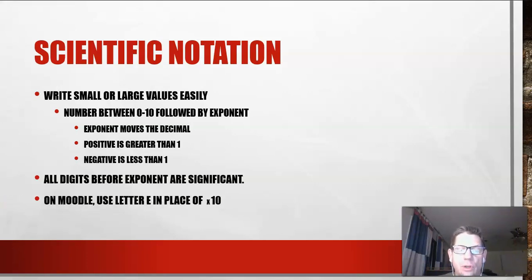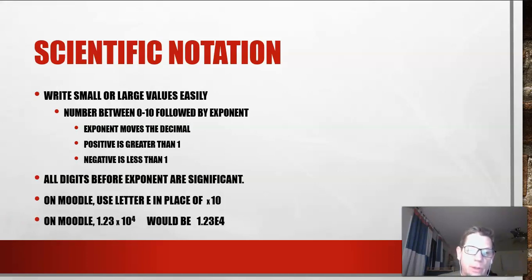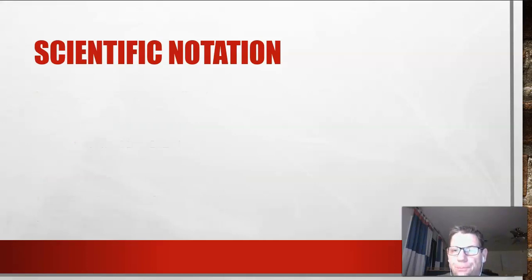For Moodle, just so you know, we're going to use the letter E in place of the number 10 or times 10 to the. So again, on Moodle, if the value I wanted to enter was 1.23 times 10 to the 4th, I would enter 1.23 E4. That E is replacing the X and the 10 for the times 10 to the. So let's look at this again.